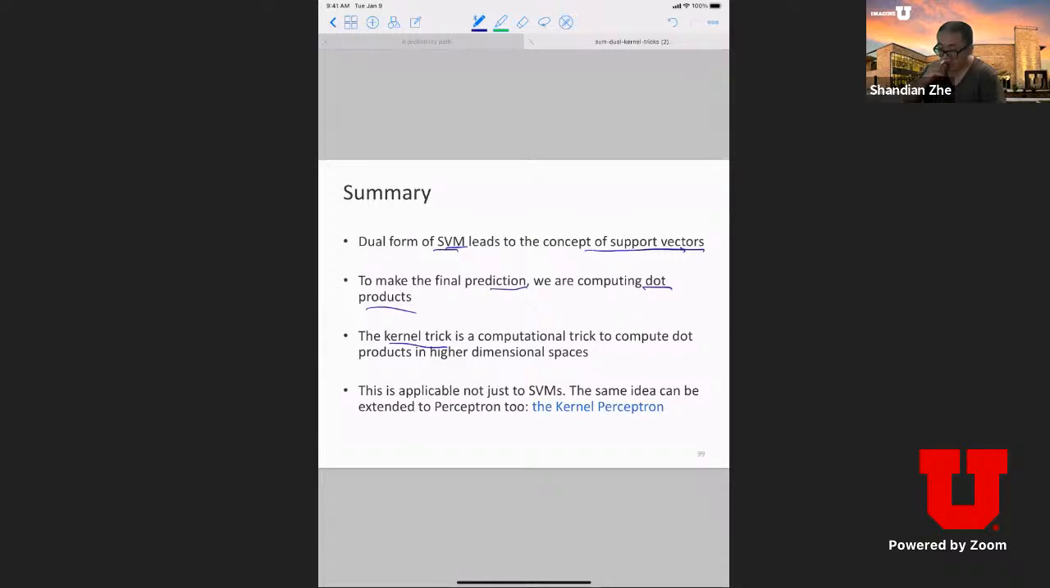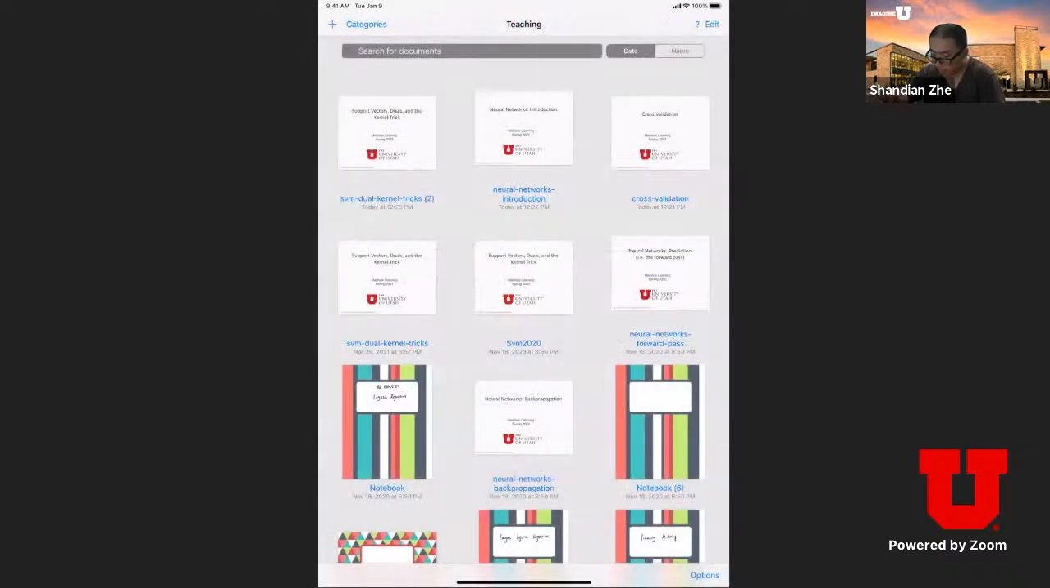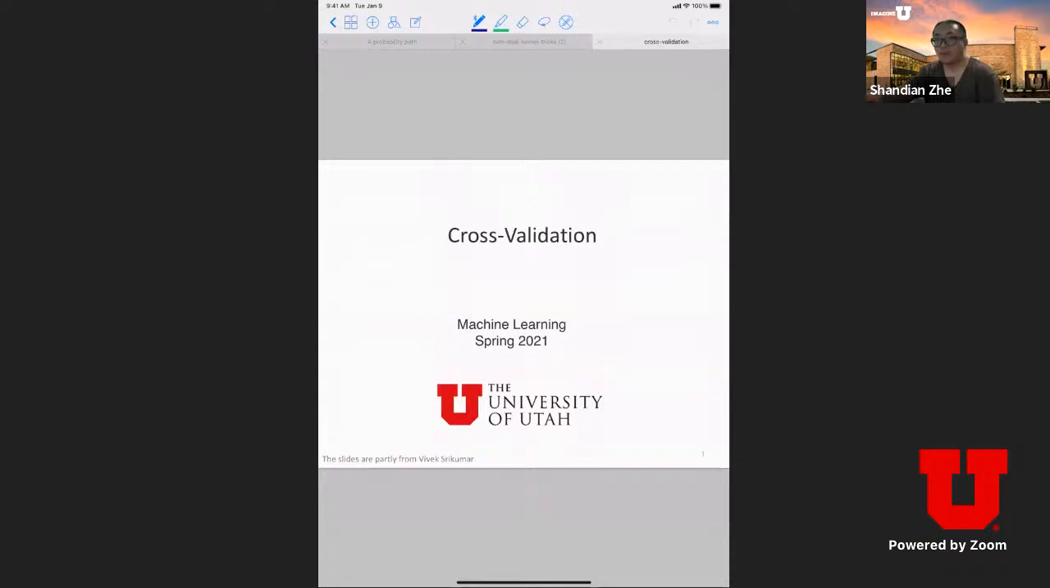Okay, great. So in the remaining few minutes, I want to briefly talk about cross-validation. And what is cross-validation? Cross-validation is a way to select hyperparameters. Remember when we talked about perceptron, boosting, and support vector machines, we have some hyperparameters. For perceptron, we need to decide how many epochs. For boosting, how many rounds of learning, how many base learners we want to construct.